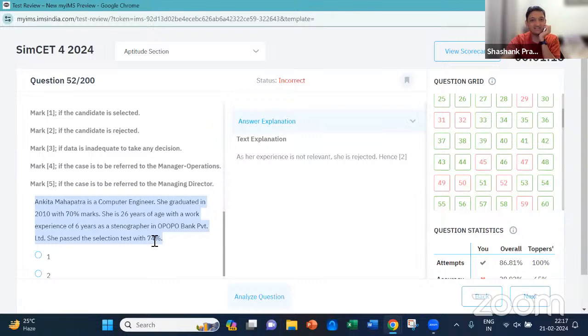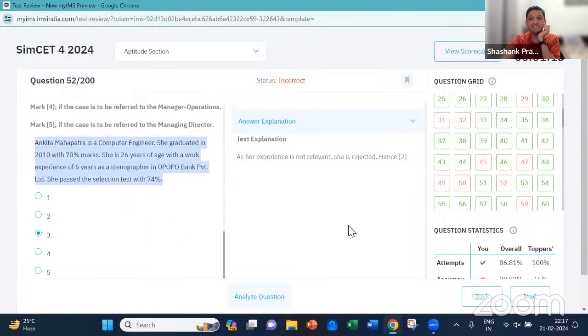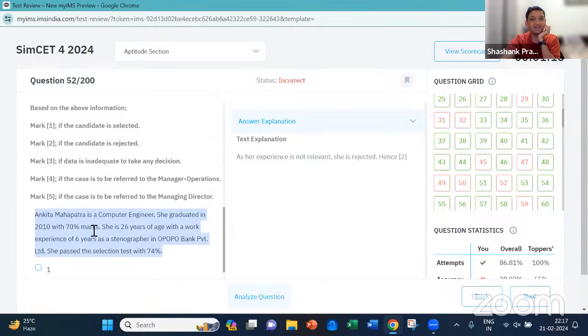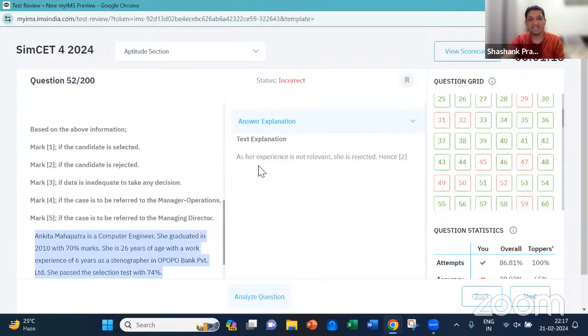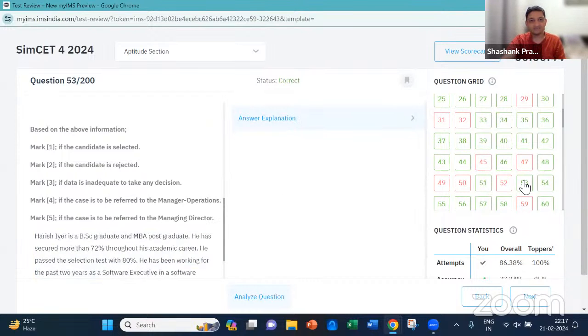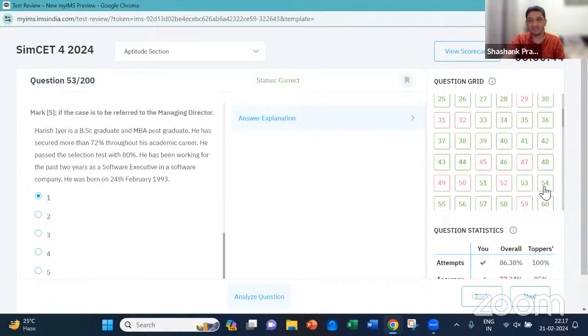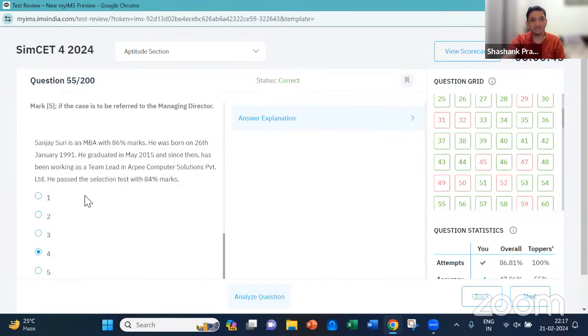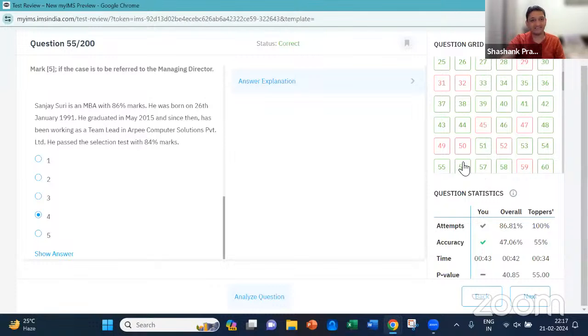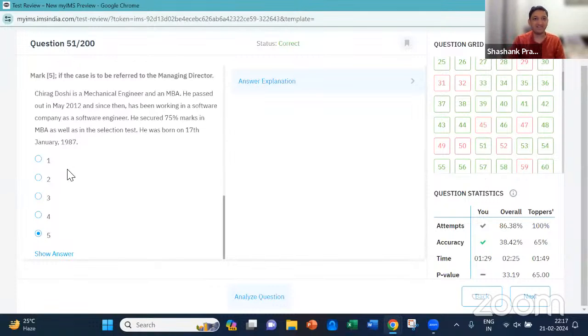Ankita Mahapatra. Achha, will be rejected. Oh, I marked. What did I mark? Inadequate. Okay. Yes, fine. I got slightly carried away. 53 was 1. 54 was 2. 55 was 4. Oh, so my logic was fine. The execution was bad.